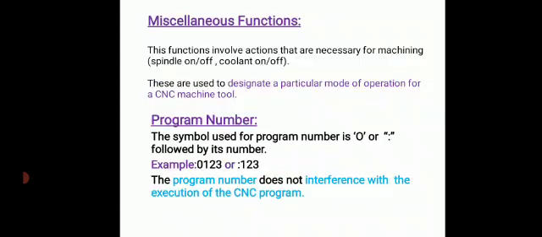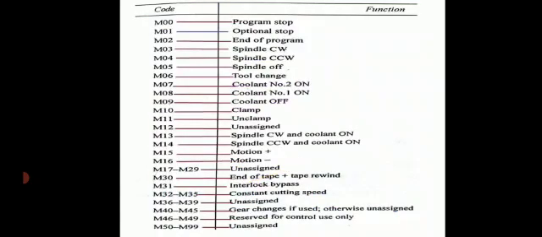Canned cycle. Miscellaneous function is nothing but functions that involve actions necessary for machining, such as spindle on/off, coolant on/off. These are used to designate a particular mode of operation of a CNC machine tool. The program number: the symbol used for the program number is O followed by numbers like 0, 1, 2, 3. The program number does not interfere with the execution of the CNC program. These are the M codes. M00 means program stop, M01 means optional stop. These are the M codes.